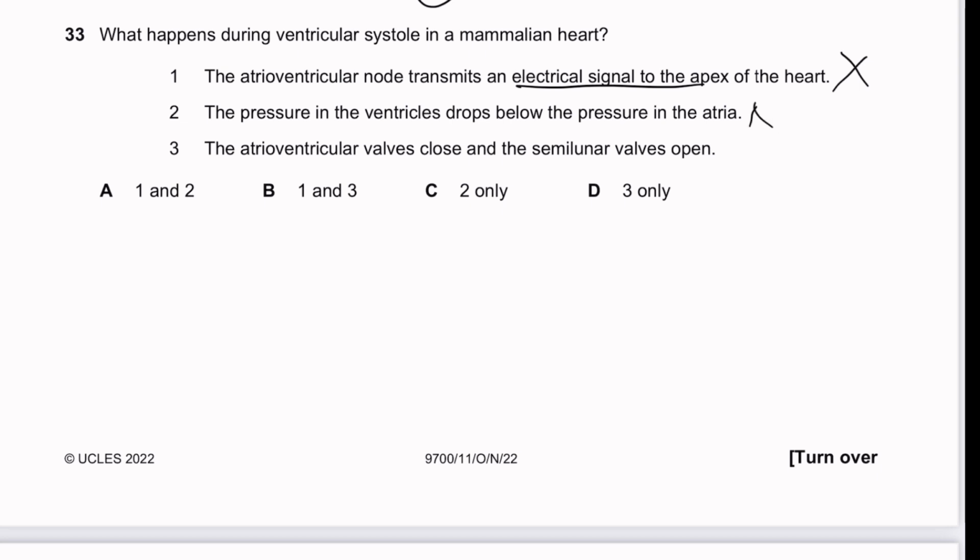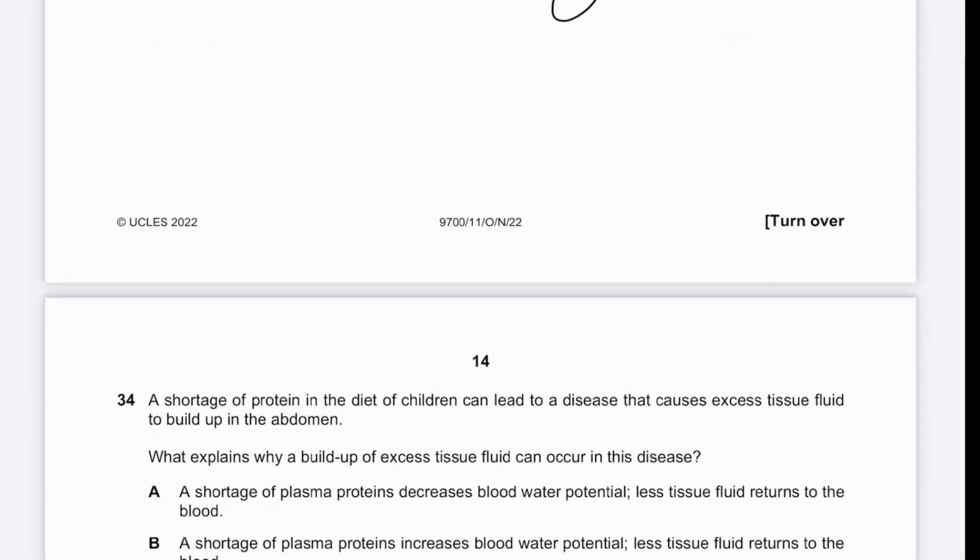Pressure in ventricles drops below the pressure in atria. Absolutely not. Pressure in ventricles will rise way above the pressure in atria, and that's the reason that there will be shutting of the atrioventricular valves, because the pressure is going to be so high that it's going to be pushed back. Now, atrioventricular valves close and the semilunar valves open. Exactly. So it's 3 only, which is D.